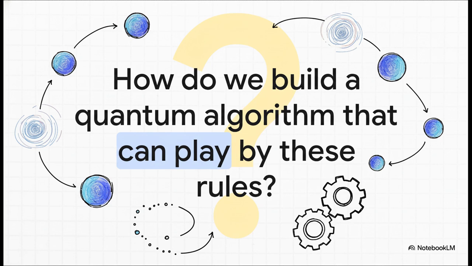Which brings us to the million-dollar question. If our problem demands that we never, ever change the number of particles, how on earth do we build a quantum algorithm that actually respects that constraint? We need a tool that's been designed to play our very specific game.